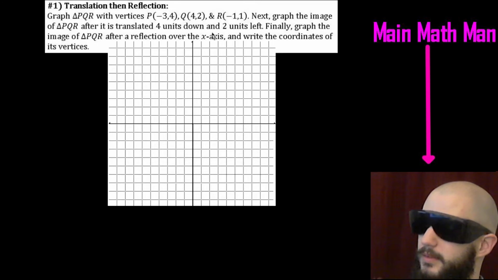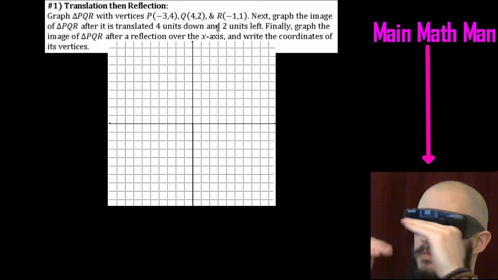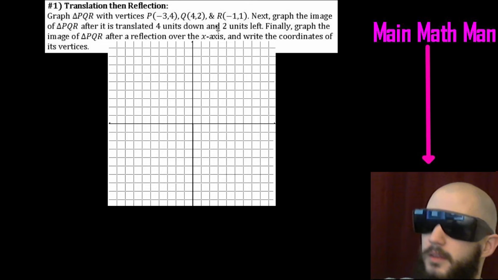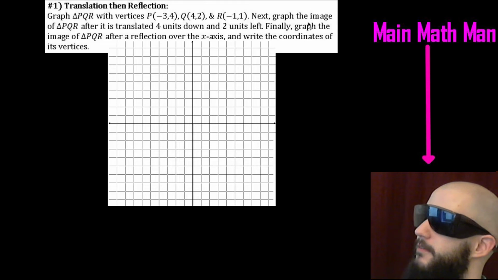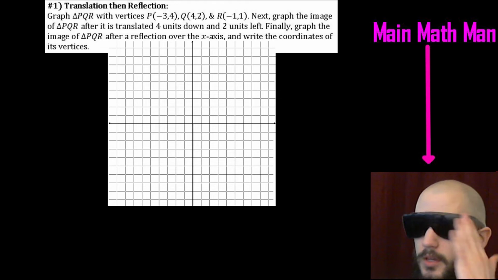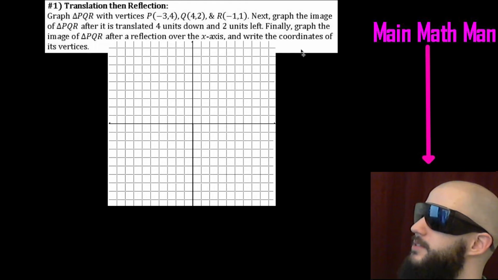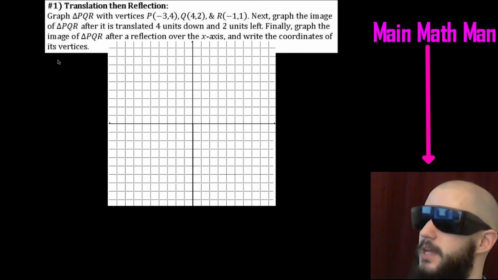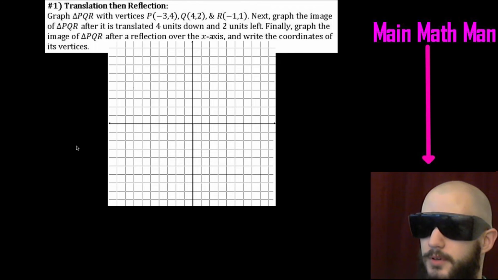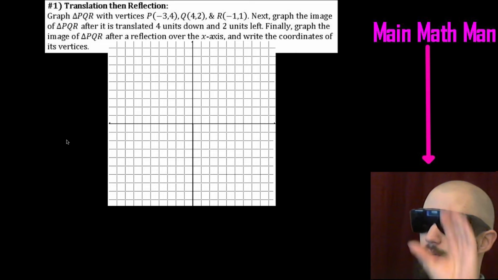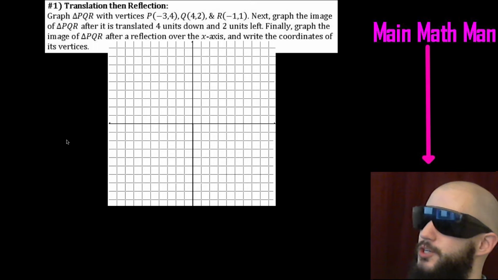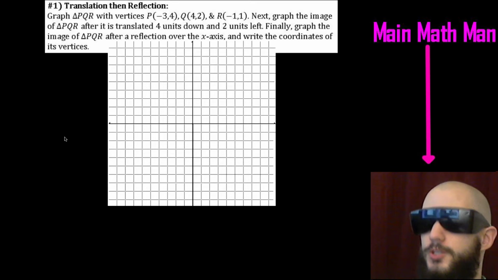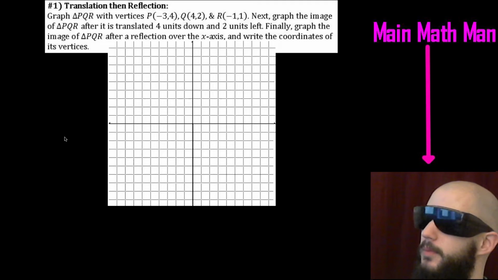One step at a time. So I'm going to keep reading and then we'll get there. Okay, so always step by step in the right direction. Finally, graph the image of triangle PQR after a reflection over the x-axis. Alright, so write the coordinates of the vertices. What that's saying is, if you do it graphically first, so if you're sliding that triangle first on the graph, make sure that you are separately showing your numbers.